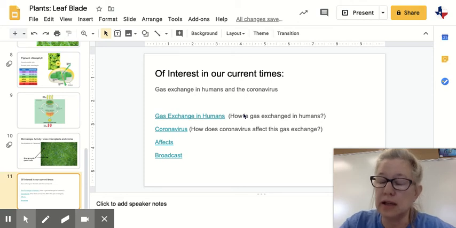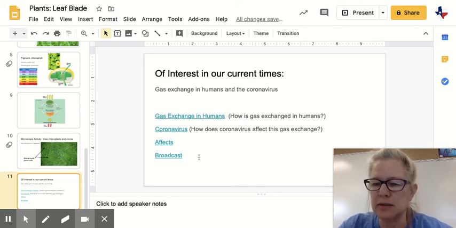So looking at those alveoli that are little tiny cells at the end of the bronchial tubes that actually are just one layer against capillary, the blood system, and that's where gas exchange occurs. And then since we're in this pandemic of the coronavirus, how does the coronavirus affect this gas exchange in people, and why is that such a huge event causing death in some people? So I would like for you to do that if you'd like. It's kind of a challenge activity.